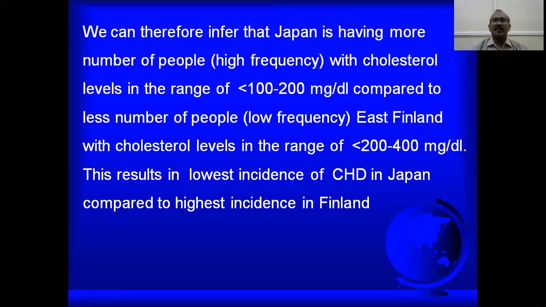We can therefore infer that Japan has more people with cholesterol levels in the range of 100 to 200 milligrams per deciliter, compared to fewer people in East Finland with cholesterol levels of less than 200. This results in the lowest incidence of CSD in Japan compared to the highest incidence in Finland. Don't compare the heights of the curves; you have to look at each country, though the figure is slightly confusing. So normal cholesterol levels in Japan result in the lowest incidence, whereas high cholesterol levels in Finland result in more CSD.